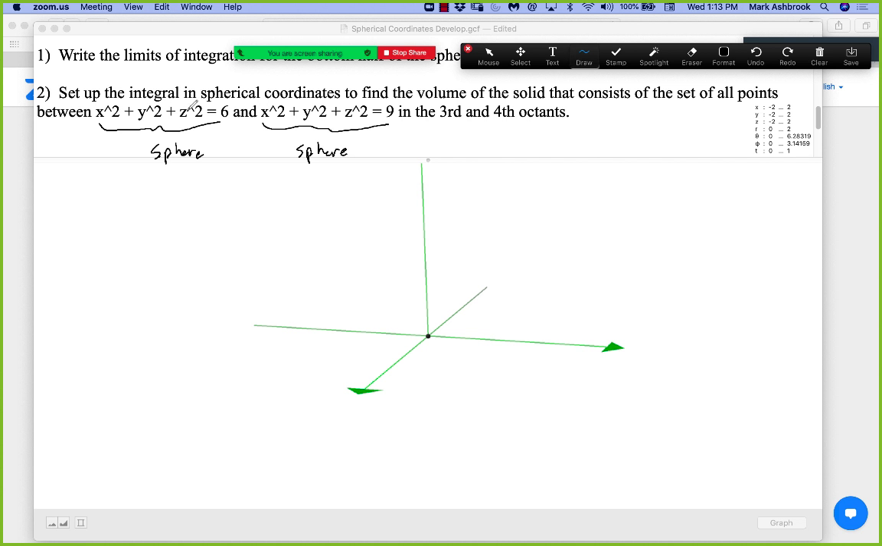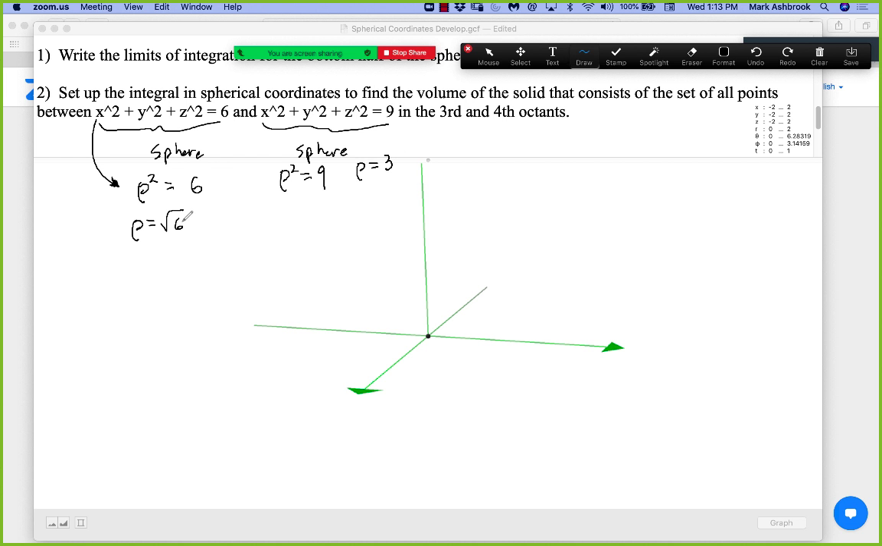x squared plus y squared plus z squared equals 6. How can I rewrite that sphere? Rho squared equals 6. Remember last time we showed that x squared plus y squared plus z squared is rho squared. And therefore rho equals radical 6. Rho is positive. And then same thing here: rho squared equals 9, which means rho is 3. So rho equals 3 is exactly equivalent to x squared plus y squared plus z squared equals 9. Right? Distance from the origin is 3.